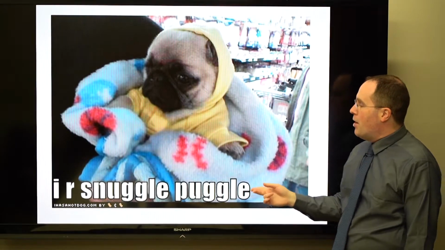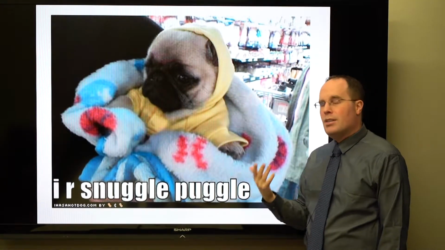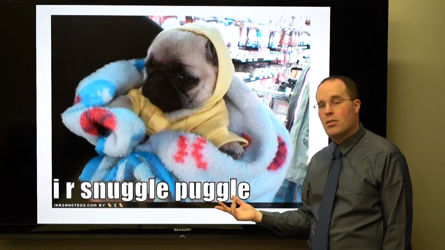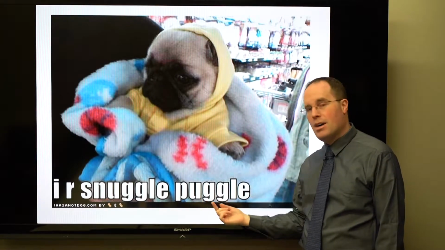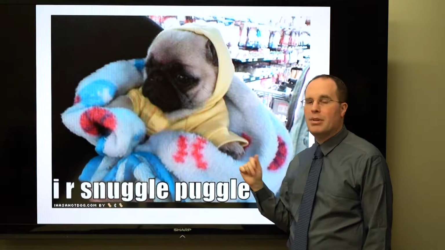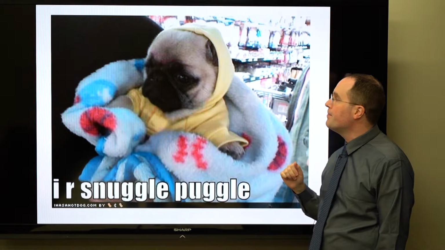And of course, a puggle is what combination of breeds, what 2 breeds makes a puggle? It's of course a pug and a beagle. This shows up on the boards every 3 or 4 years.